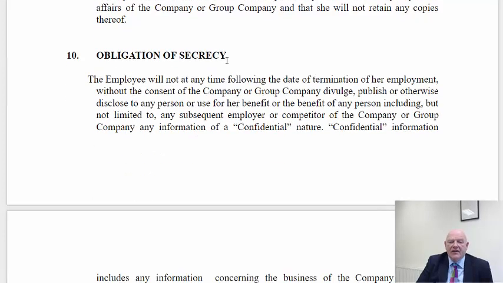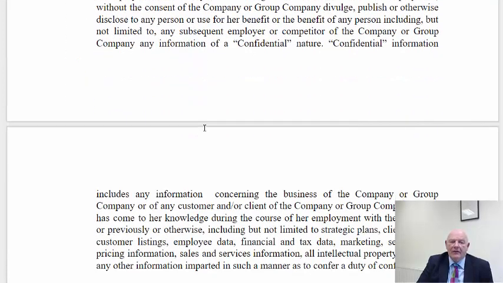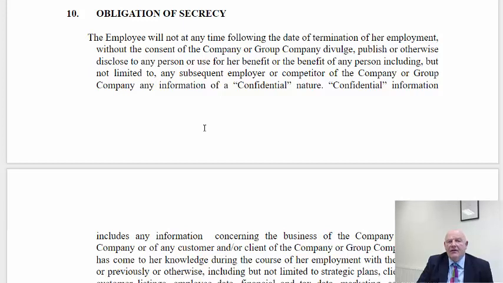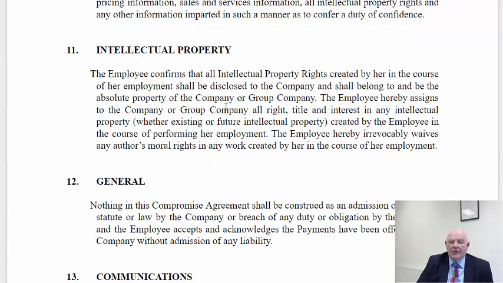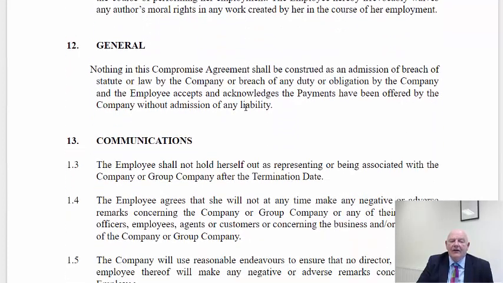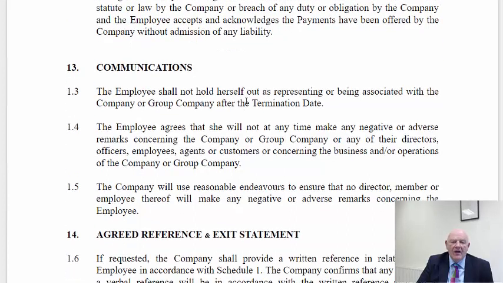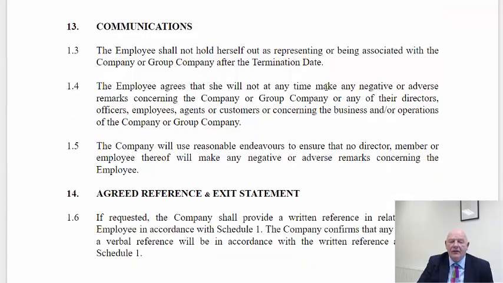Then there's going to be an obligation of secrecy on both parties. So the thing will be confidential. The agreement and the terms and conditions of the agreement will be absolutely confidential. There'll also be a standard sort of clause in relation to intellectual property. And there'll also be a clause perhaps in relation to communications into the future, that the employee is not holding himself or herself out as an employee of the company any further.